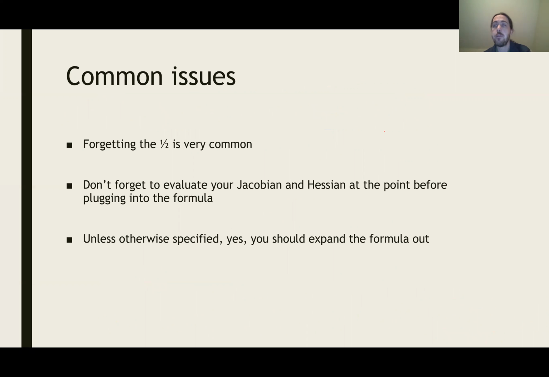So a couple of issues that come up with doing this quadratic Taylor approximation that are very common: it's very, very common to forget the factor of 1/2 when you throw in the Hessian. And don't forget to plug in that you want the Jacobian and Hessian at a particular point. You don't just want to write them down in general. And usually you don't want to just leave it in matrix form. You want to expand it out a little bit unless you're specifically asked not to.